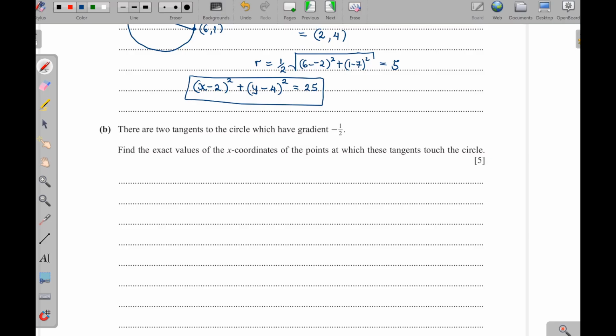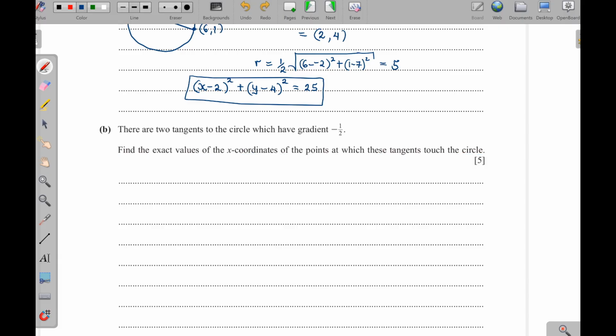Then part B, there are 2 tangents to the circle which have gradient negative a half. That means those 2 tangents, if they have the same gradient, then they must be parallel. Find the exact values of the x coordinates of the points at which these tangents touch the circle.